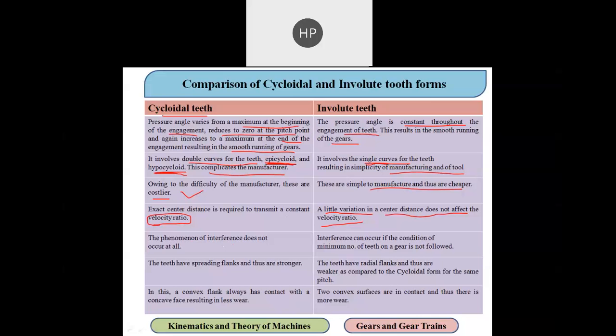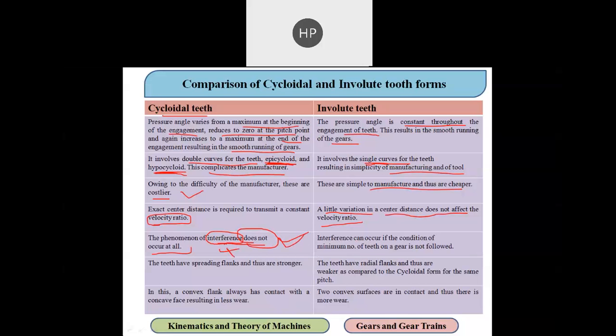The phenomenon of interference does not occur at all. So this is the advantage of cycloidal teeth. What is interference? That we'll see. Interference means the tooth will cut some portion of another tooth. Okay, so that is termed interference. We do not require this interference. We have to neglect it. So it does not occur here, which is a good advantage of the cycloidal tooth.